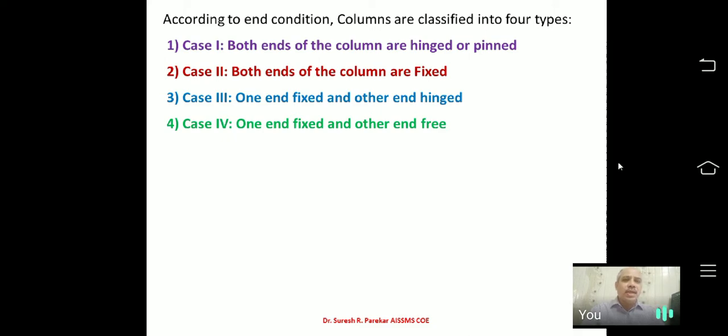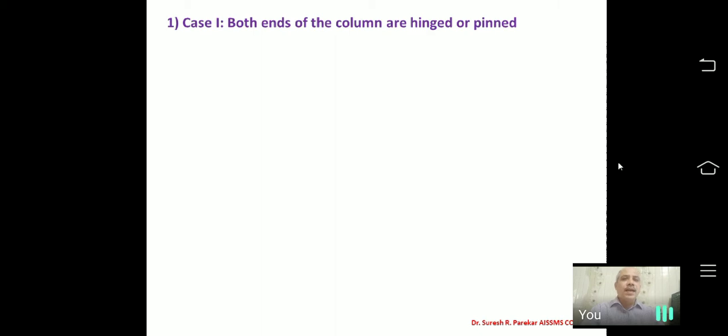Now we are going to derive the equation only for the case where both ends of the column are hinged or pinned, because in competitive exams or in SPPU also, derivation is rarely asked for the other columns. We will derive the equation for both ends hinged or pinned, and then you can derive the remaining ones also. You just have to change the end conditions and then you can derive for other conditions also.